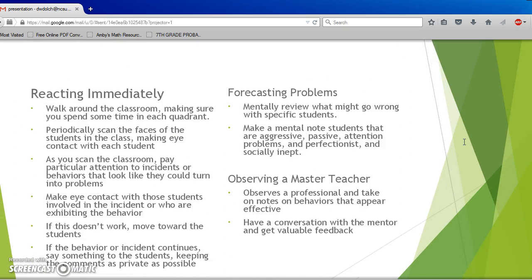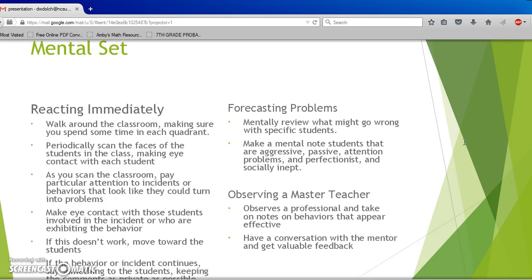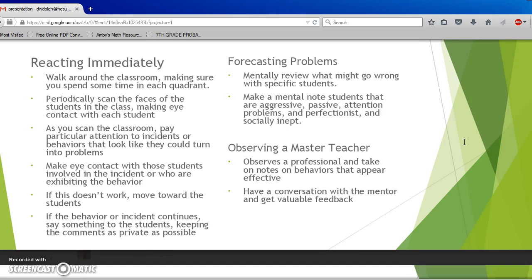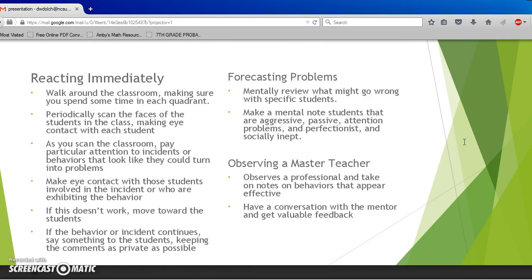For mental set, react immediately. Walk around the classroom. Make sure that you spend some time in each quadrant. Periodically scan the faces of the students in the class. As you scan the classroom, pay particular attention to incidents or behaviors that look like they could turn into problems. Make eye contact with those students involved in the incidents or who are exhibiting the behavior.